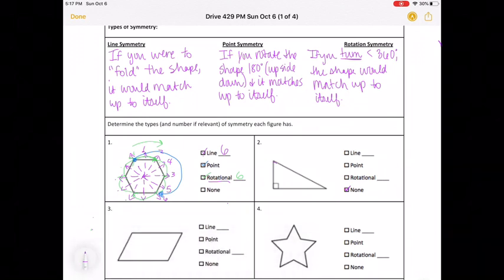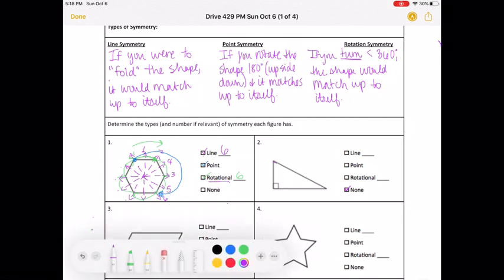All right, 3. So we have a parallelogram here. So start off with line. So basically, could I draw, and don't write this, I'm just going to draw it to show you. If I drew a line of symmetry there, well, these don't match up. Okay, so that doesn't work. If I did it this way, they are also not matching up. So this one does not have a line of symmetry. So we're not going to put anything on that one.